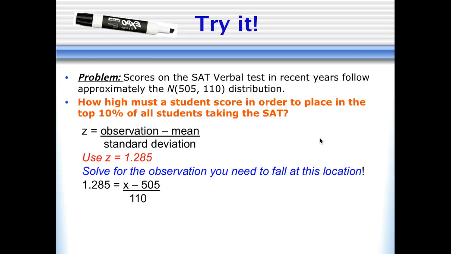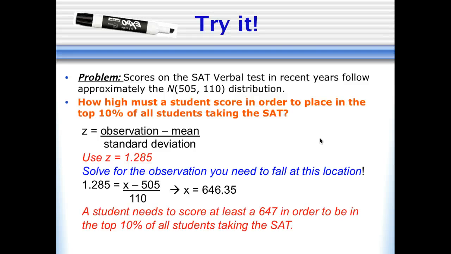So I'm going to plug that in for my z-score, and now I'm back to Algebra 1. I can solve for x. If I solve for x, I should get 646.35, which means a student needs to score at least 647 in order to be in the top 10% of all students taking the SAT.